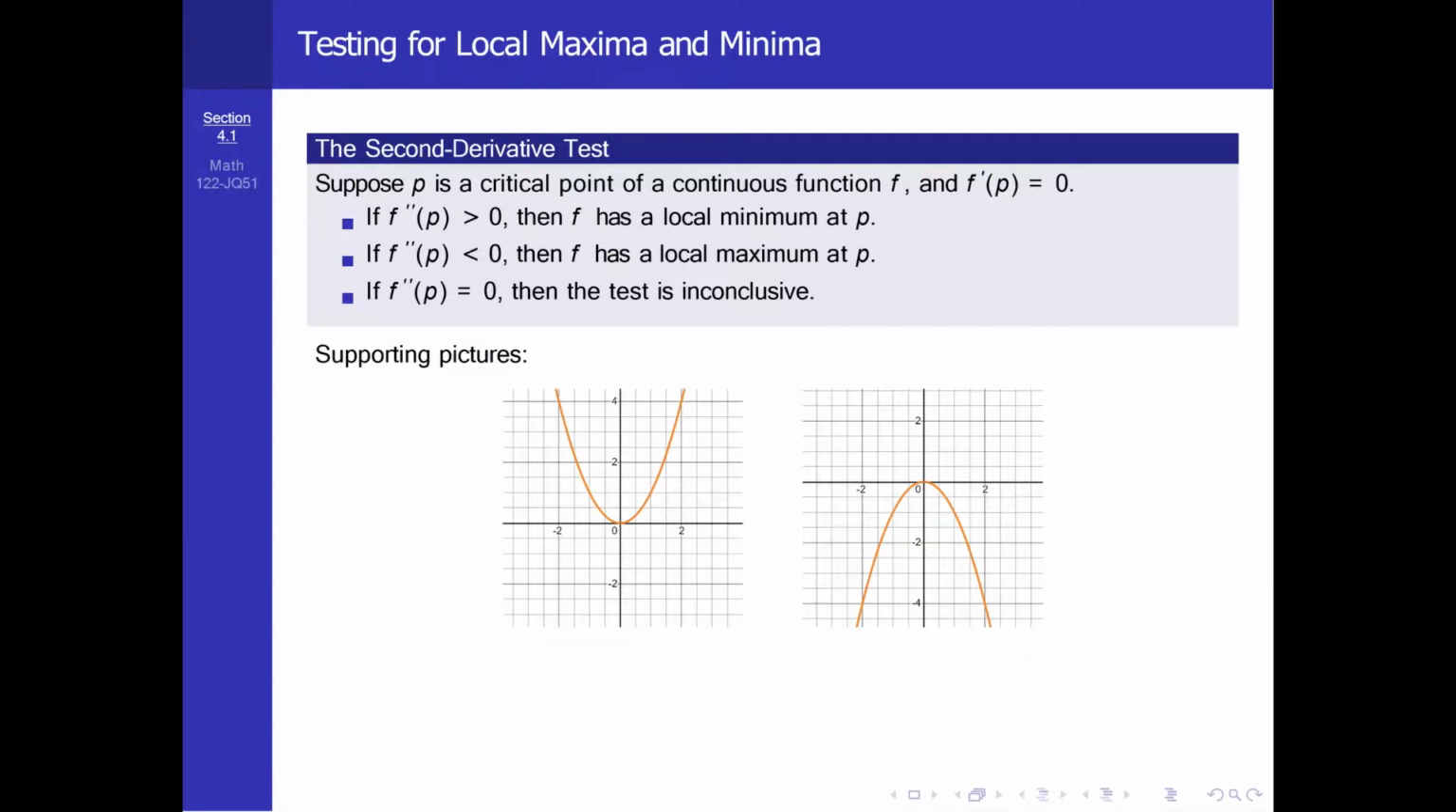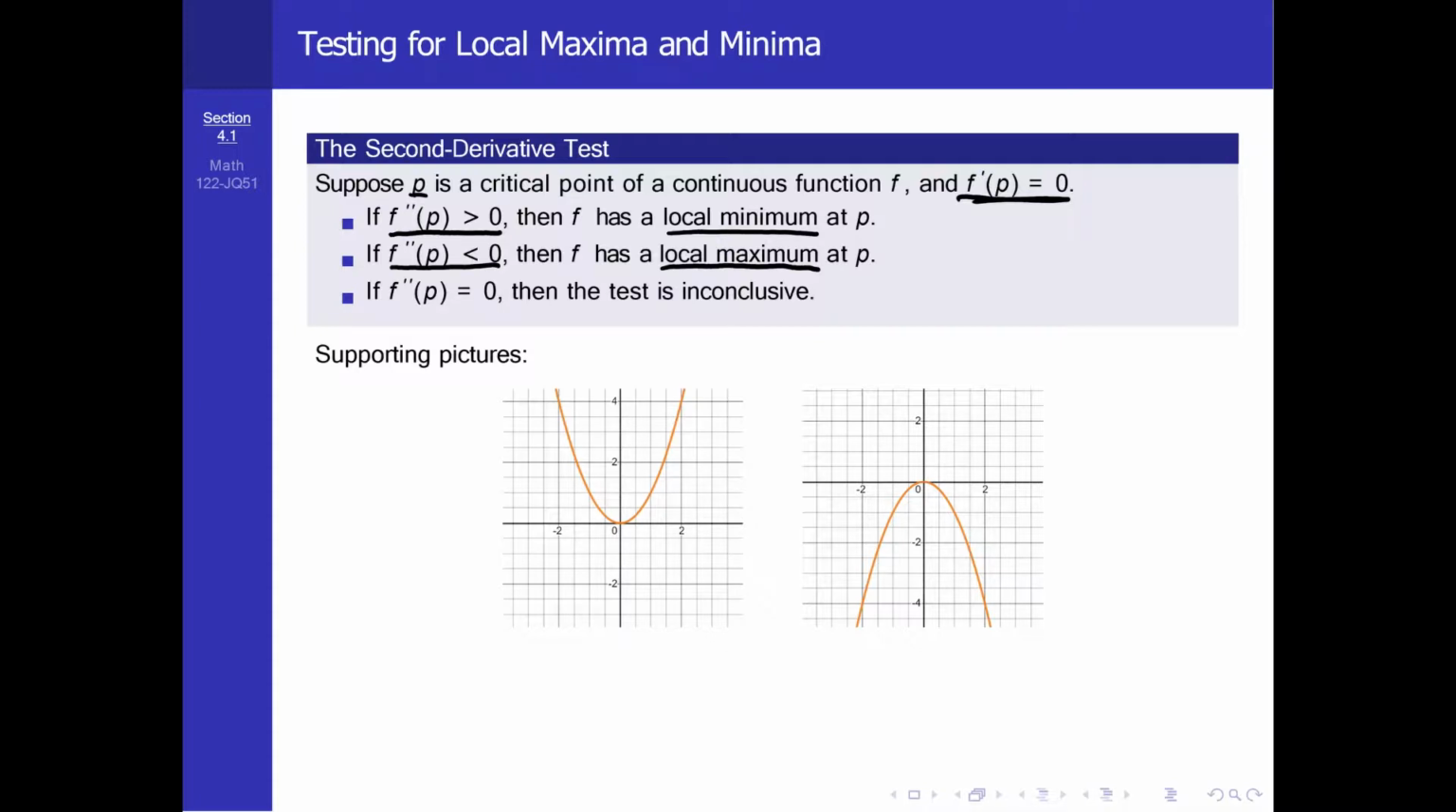We have another option to determine whether a critical point is a local minimum or local maximum, and it's called the second derivative test. So in this case, again, we have a point P, which is a critical point. So f prime of P has to be equal to 0. And here's what we can do. We can take the second derivative, and if the second derivative at that critical point P is greater than 0, then f has a local minimum at that point P. But if f double prime of P is less than 0, then f has a local maximum at P instead.